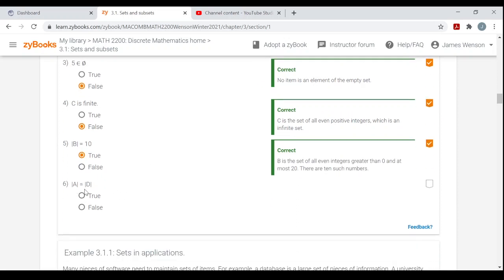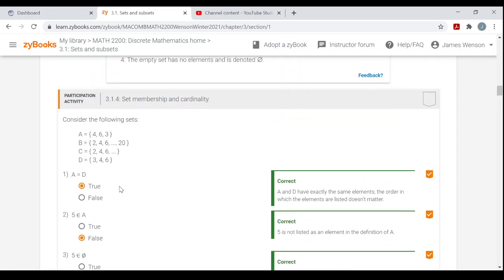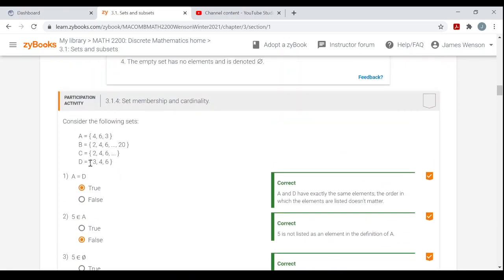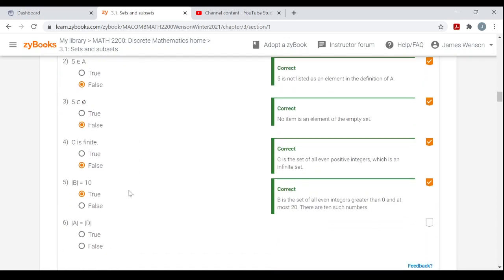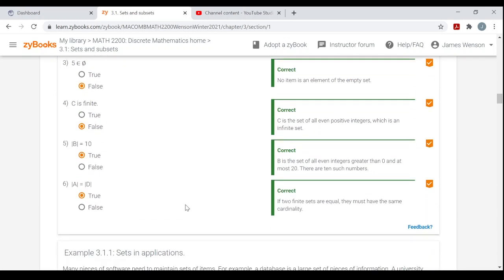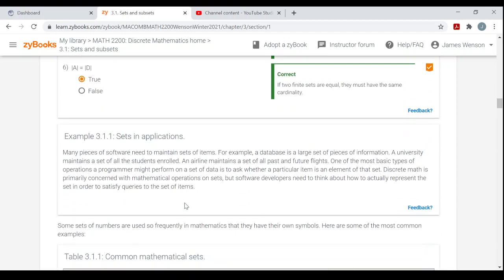And this is again about the cardinality, with the little bars around it. So basically this is telling me that A and D have the same number of elements. What's the cardinality of A? It is 3. What's the cardinality of D? It is 3 as well. So this is 3 equals 3. That is true. Okay. Easy enough. All right, you can read this example on your own.